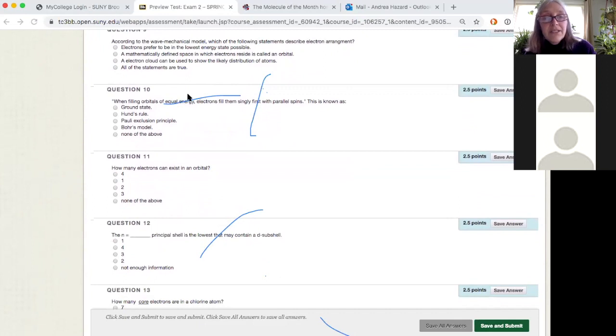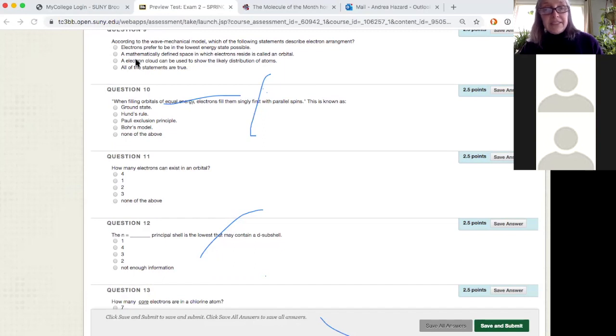Okay, according to the wave mechanical model, which of the following statements describes electron arrangement? A, electrons prefer to be in the lowest energy state possible. That sounds correct, because basically everything prefers to be in the lowest state possible. So that's why water falls down waterfalls, or a ball rolls downhill, because it would prefer to be in the lowest energy state possible. Same is true for electrons.